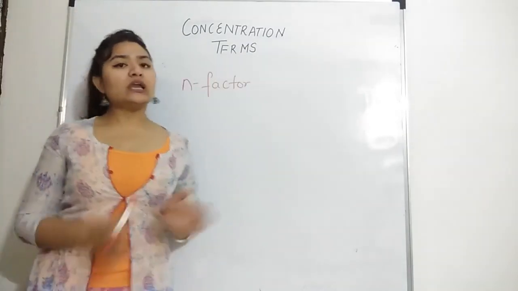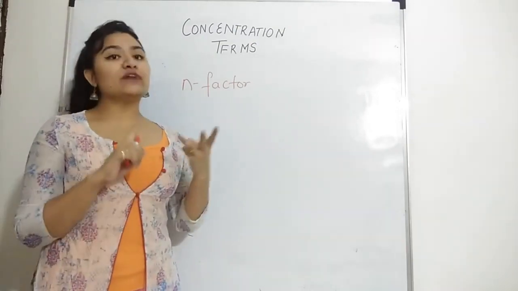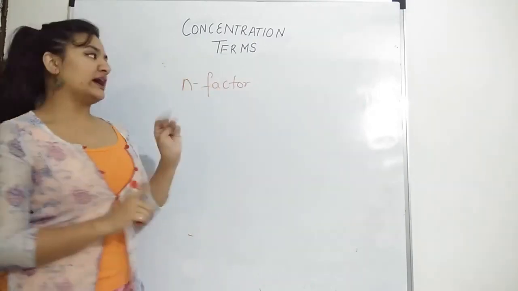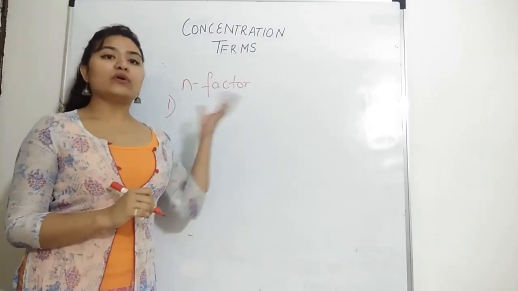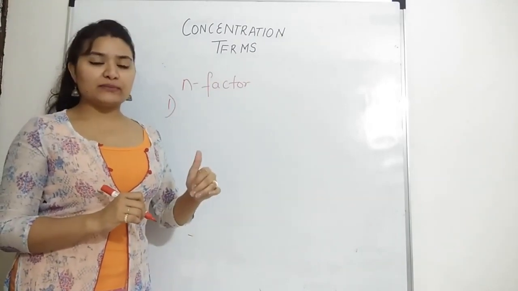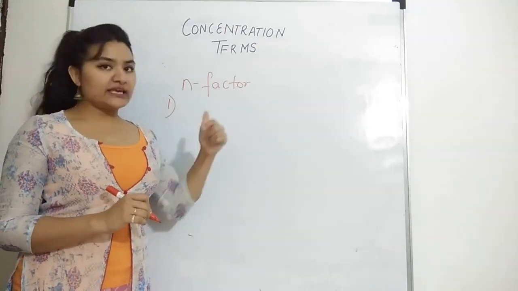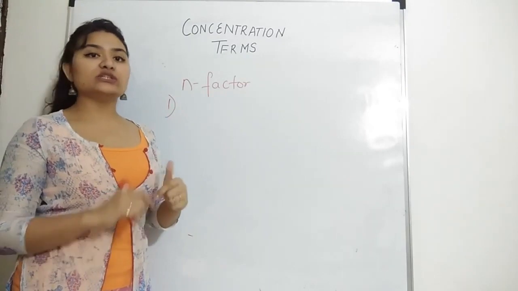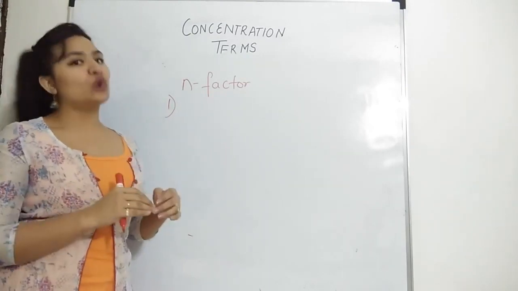N factor जो है हर केस में अलग अलग होता है. If you have an acid, if you have a base, if you have a salt, or if you have a reaction, we are going to divide it into 4 categories. For acids, it's the basicity. For bases, it's the acidity of that base. If it is a salt, then it's the highest charge on either cation or anion. If it's a redox reaction, then n factor will be equal to the number of electrons gained or lost.